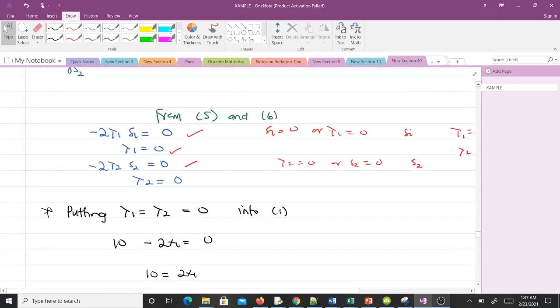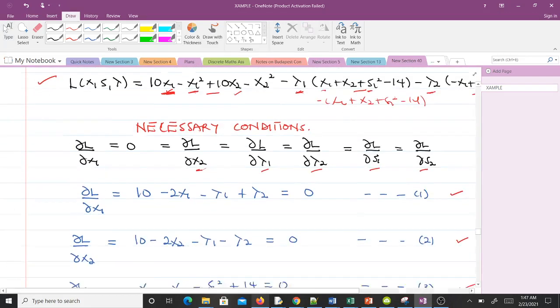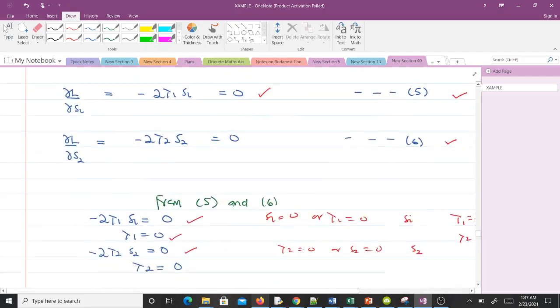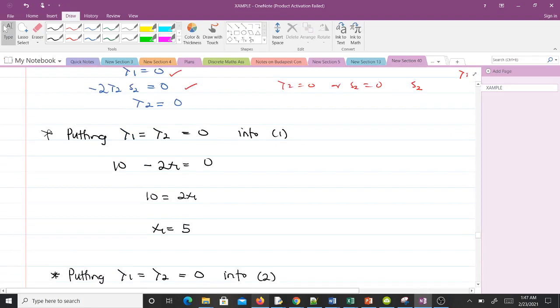So now our lambda 1 is 0. Our lambda 2 is also 0. So putting that into equation 1. Here's our equation 1. And here's our equation 2. So that will give us 10 minus 2x1. The lambda part goes to 0 because we have lambda 1, lambda 2 being 0, equals 0. That will give us 10 will be equal to 2x1. x1 will be equal to 5. So now we know what x1 is.